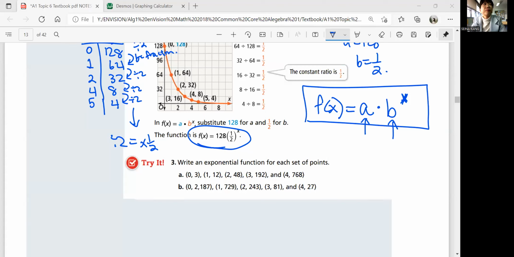Okay, are you ready? Your initial point is very important, (0, 3), because that tells you what A is. A is 3. And then from 3 to 12, 12 to 48, compare your numbers: you're multiplying by 4. So your base is 4. That is your constant ratio. So your f of x must be 3 times 4 to the power of x for part A. Okay, what about part B?